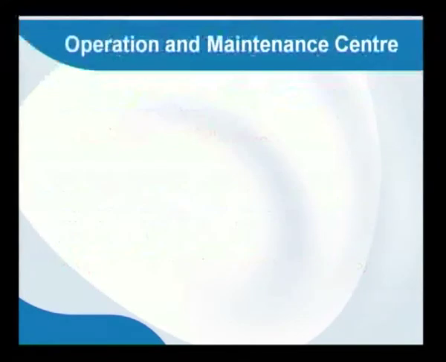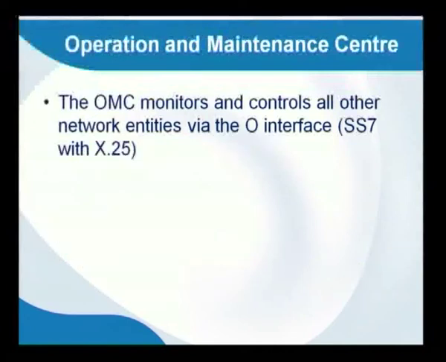So, the first and very important component of the OSS is the Operation and Maintenance Center, referred to as the OMC. The OMC monitors and controls all other network entities via the O interface. The O interface connects the NSS layer and the OSS layer. Signaling System number 7, that is SS7, is used by the layer to connect the NSS with the OSS. Let us discuss the special functions supported by the OMC one by one.